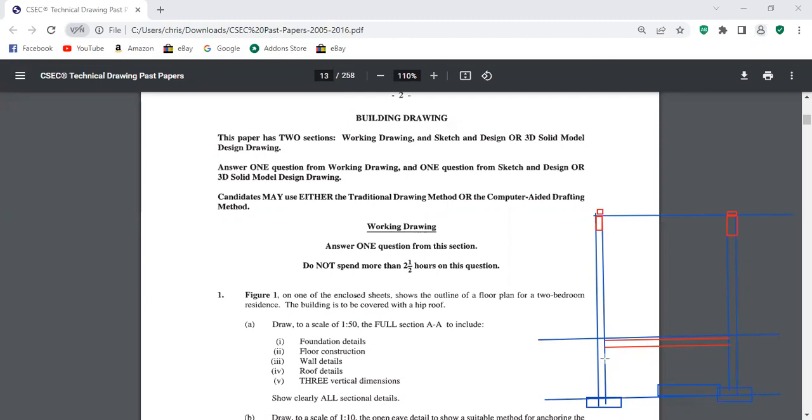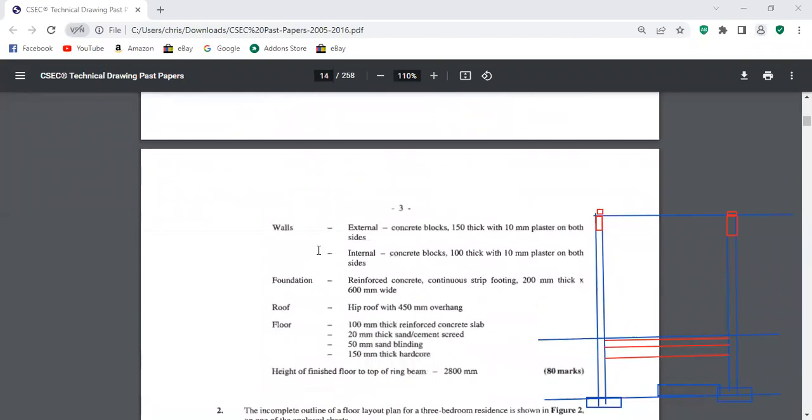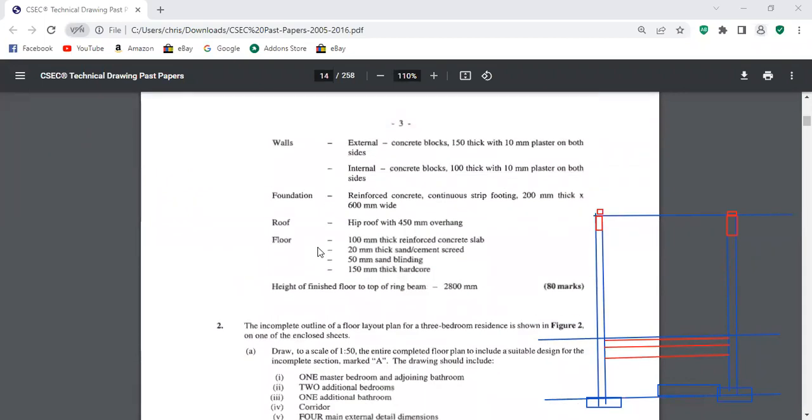And below the slab, which layer do we have? We have the hardcore. It varies from 150 up to 300, and more. In this case, you would realize that they ask you to use the specification given here.